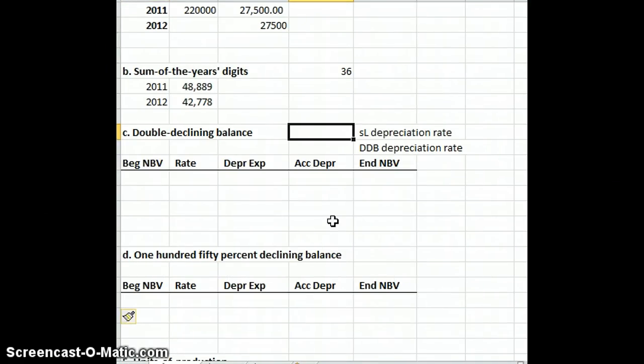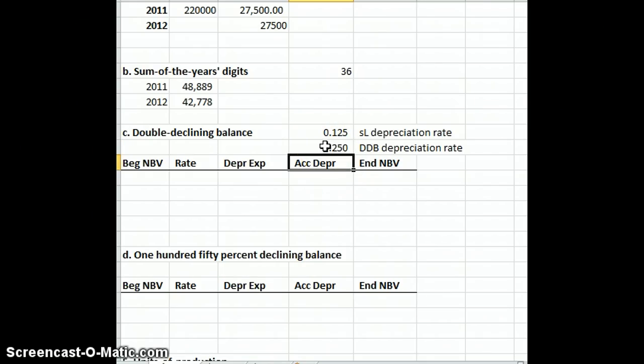Okay, our next method is double declining balance, and this is an accelerated method. And we start off with our straight line depreciation rate. So we calculate our straight line rate by taking 1 divided by the number of years, which is 8. Okay, so 12.5% is our straight line rate. Double declining is just 2 times, or double, our straight line rate, or 25%.